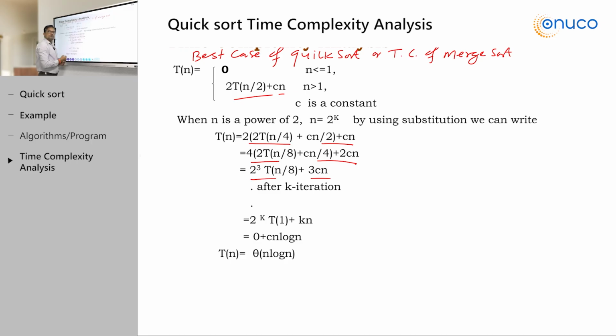So kindly go through the merge sort time complexity discussion, where, by using the backward substitution rule, we got n log n base 2 as the time complexity of merge sort as well as quicksort in the best case. Now what will be there in the average case? Let us see why the average case complexity is different.